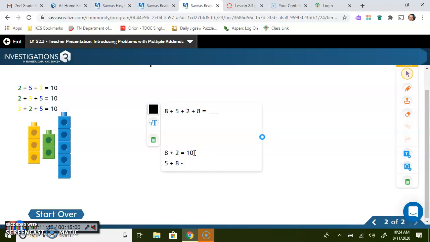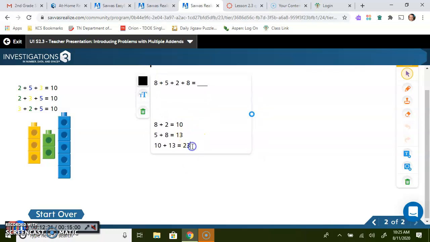Anyone know what that equals? That's a tough one. Good, 13. Now I have one more step. If 8 plus 2 equals 10 and 5 plus 8 equals 13, I've got to add my 10 and my 13 together. 10 plus 13. Anyone know what that equals? That's a tough one. Absolutely, 23. If you're having trouble here, you can use your number line or your 100 chart to help you out. I want to show you one more way to solve this problem, and then I'm going to let you work on some number string problems.